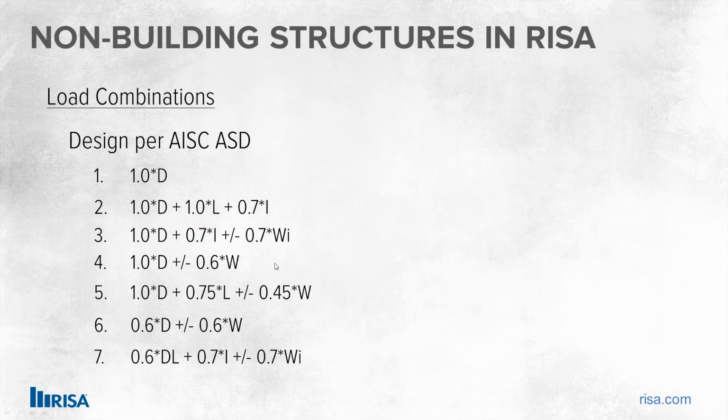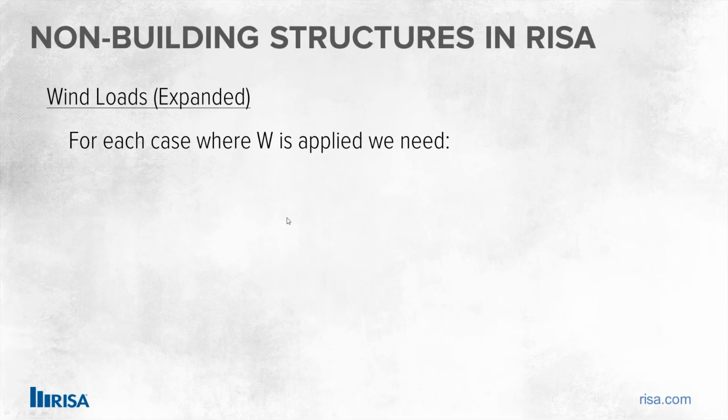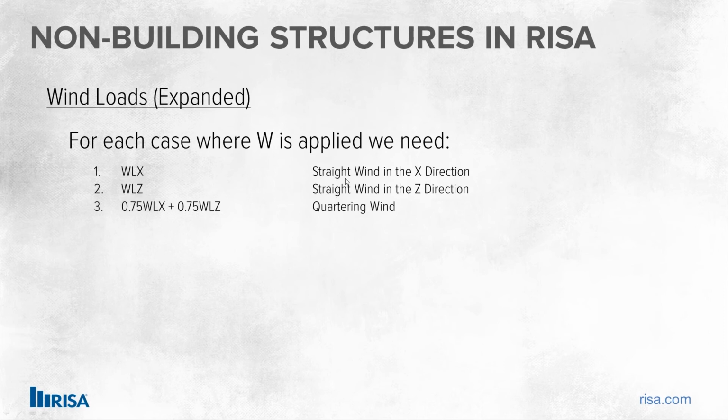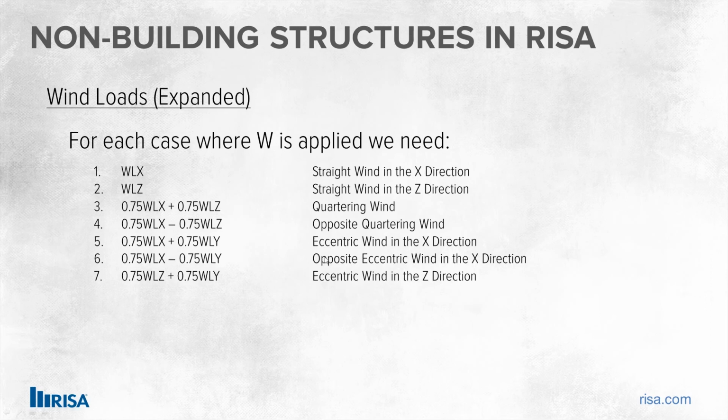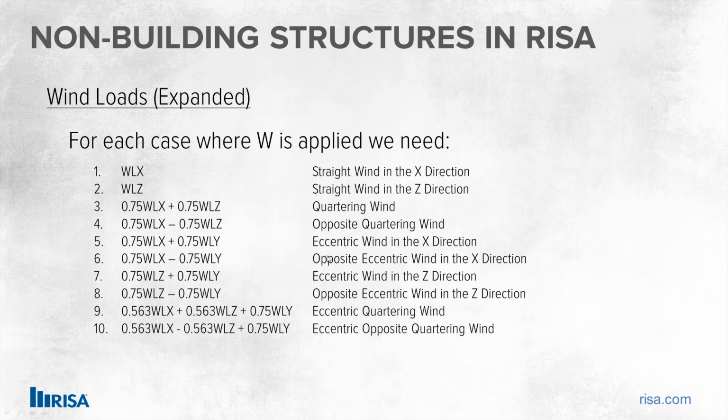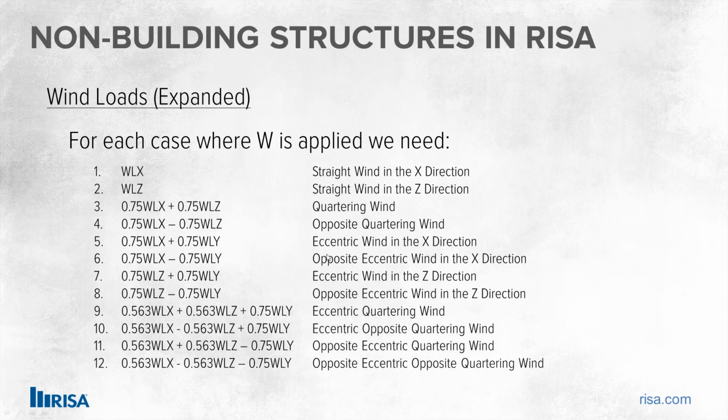Now, what's funny is, in this case, I'm just referring to wind right here as W, but we actually have quite a few permutations, because we have to take a look at each case where W is applied. So we need to consider, can wind act just in the X direction, just in the Z? Of course, we have the quartering wind we discussed, and then we have that working in the opposite direction, and then we have that eccentric torsional wind in the straight direction and the opposite, and more, and more, and more. As you can see, it quickly becomes quite complicated how many different loads we have to apply in this program.